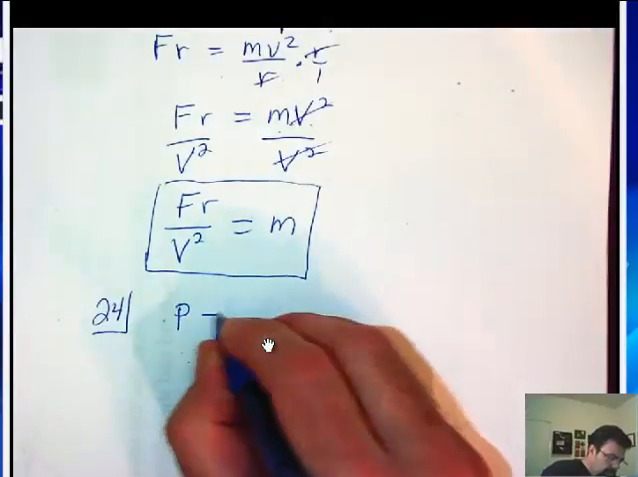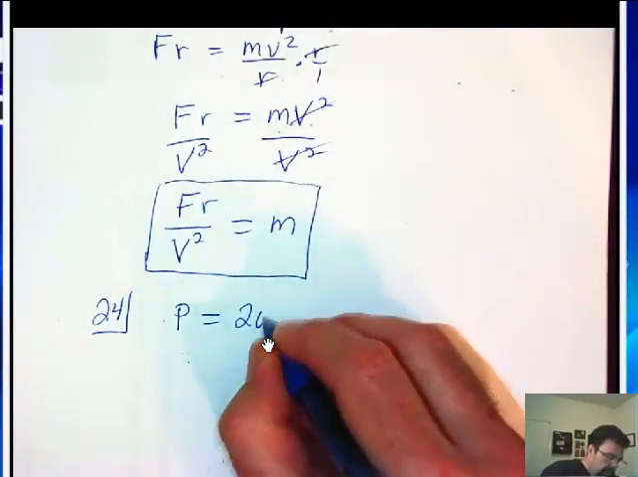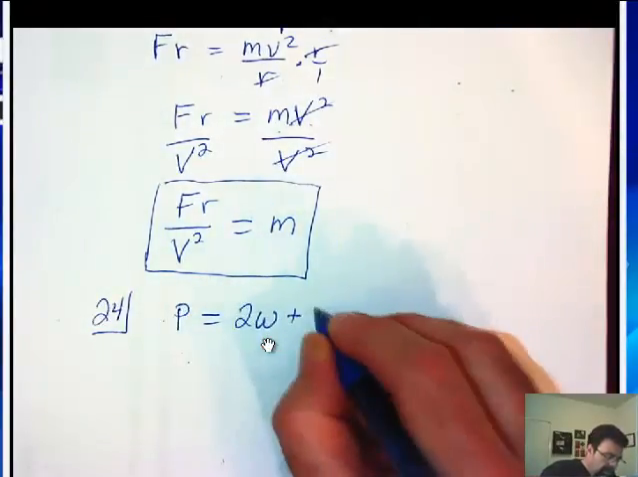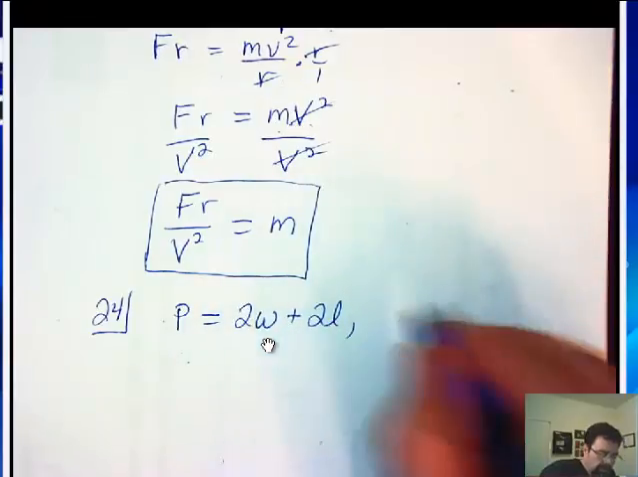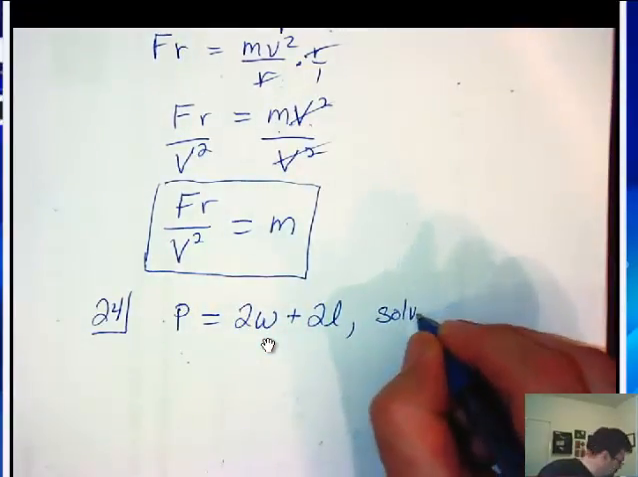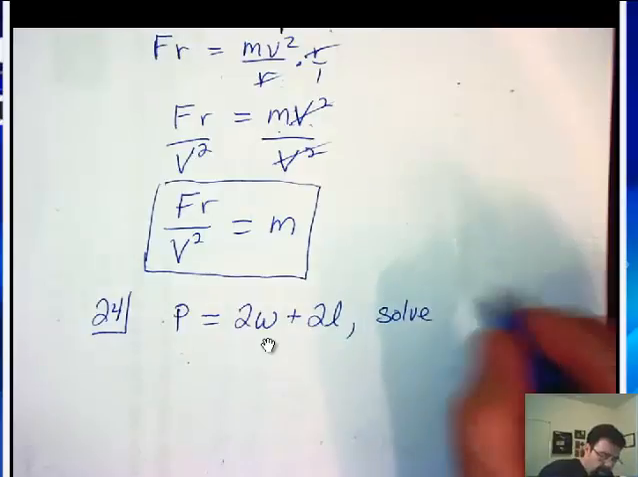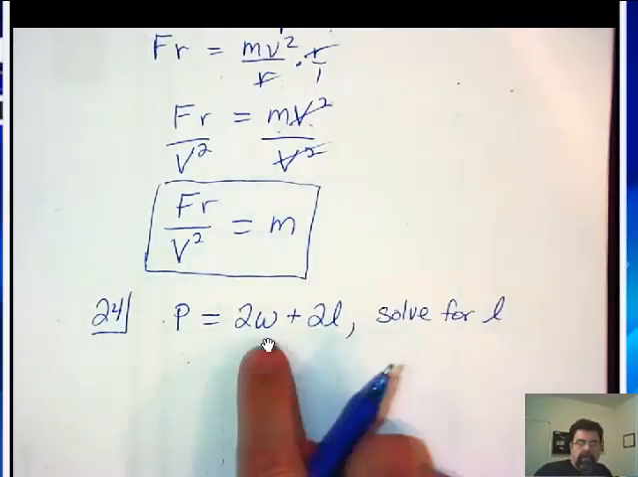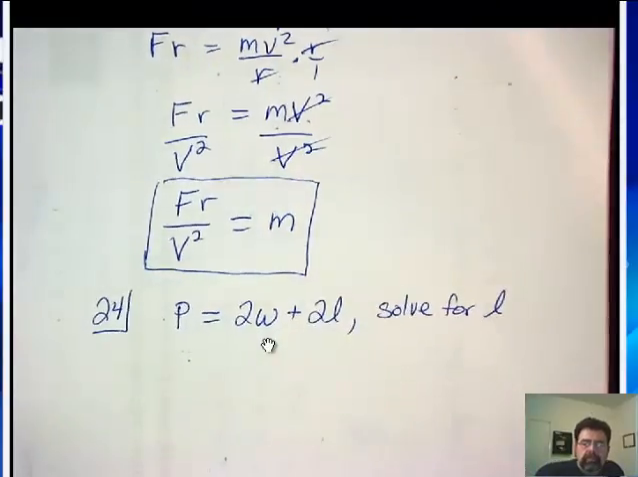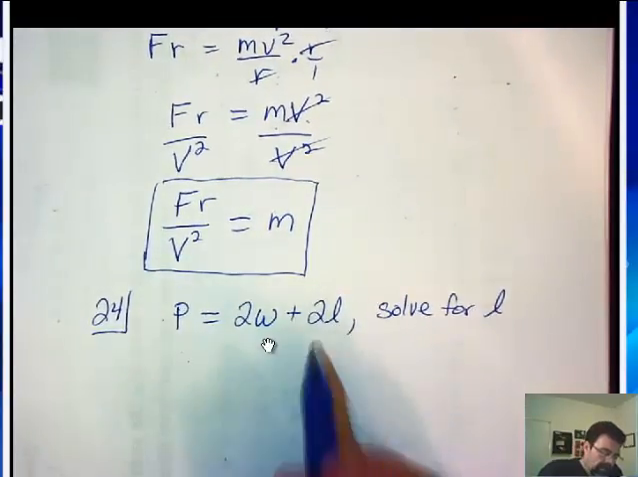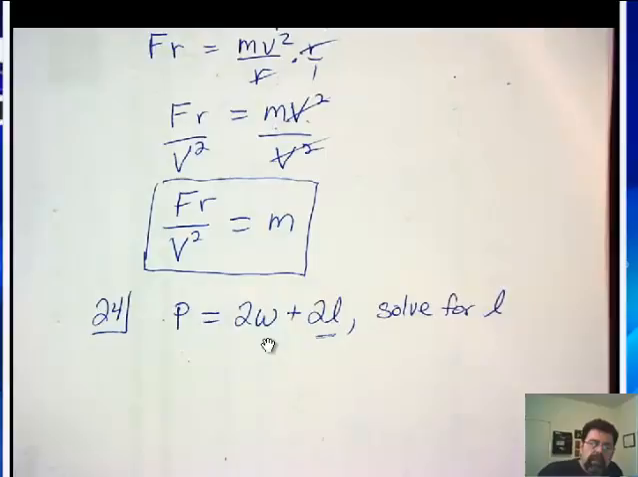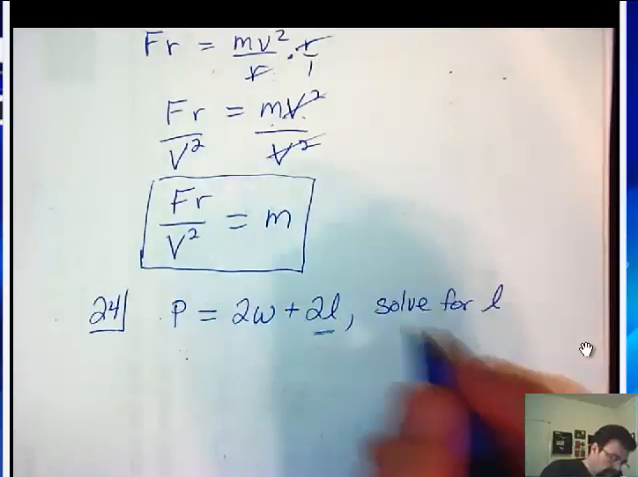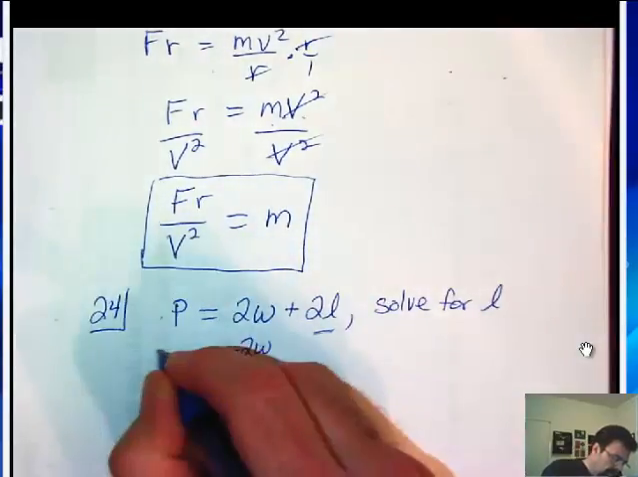Perimeter of a rectangle is twice the width plus twice the length. And I want you to solve this for L. Oh, and I wrote that backwards, but it doesn't matter, same thing. Okay, so again, we want to get L by itself. So we need to get rid of this 2W. So we're going to subtract 2W from both sides.